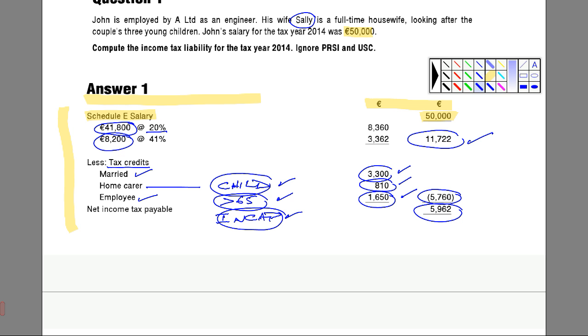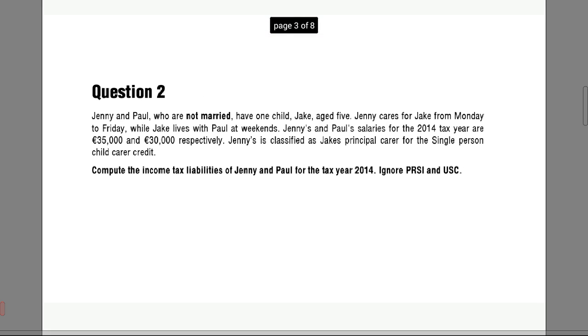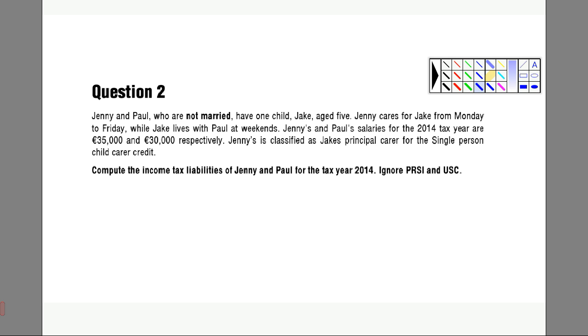Let's move on to the second one. Now in this particular case, it looks as if we have a couple, Jenny and Paul, and they make it very, very clear that they are not married. Okay? They are not married. They have a child, and Jenny cares for that child Monday to Friday. Okay? In addition to that, the child lives with Paul at weekends.